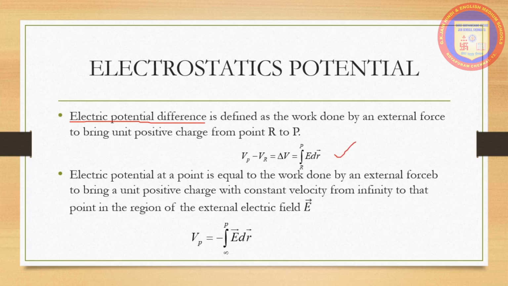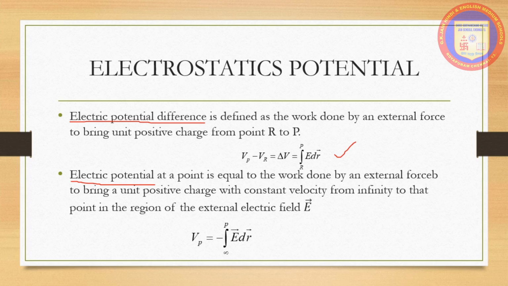Now, what is electric potential? Electric potential at a point is equal to the work done by an external force to bring a unit positive charge with a constant velocity from infinity to that point in a region of the external electric field E. Vp is equal to minus integral infinity to P E vector dot dr vector.